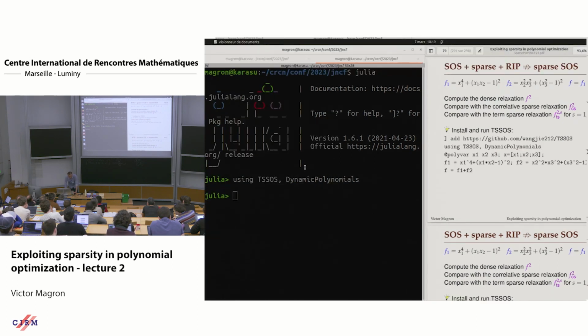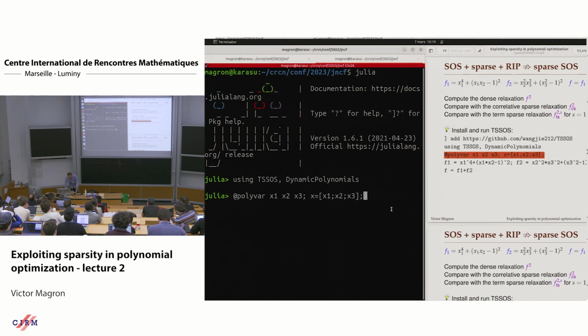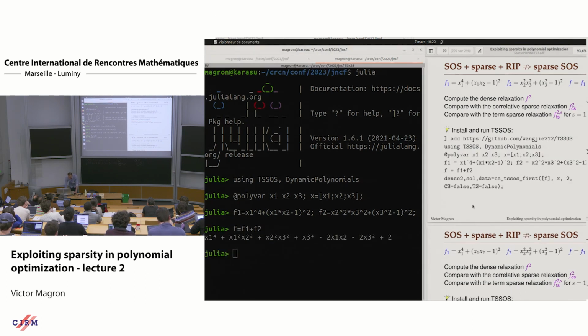So here I'm loading the library, which is called TSSOS. And here I'm going to set up the variables of my problem, and then I'm going to define my polynomial. This is a polynomial in 3 variables. It's a sum of 2 terms, depending on x1, x2, and x2, x3. So the running intersection property always holds in this case. And then I'm doing the sum of f1 and f2.